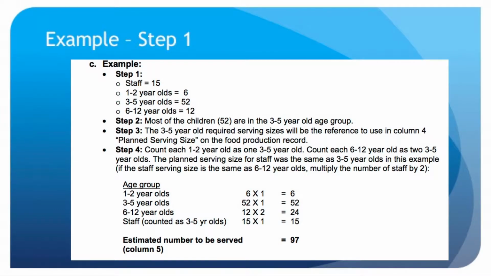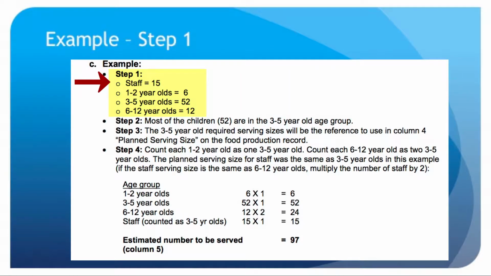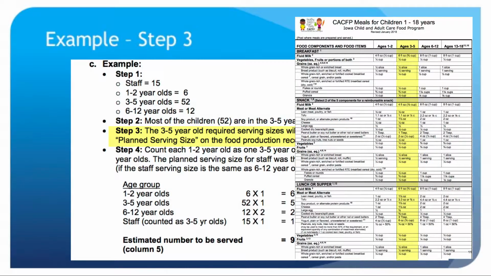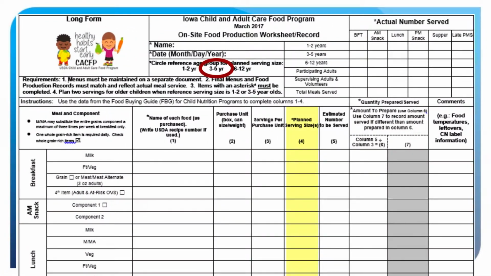Let's do an example. Step 1 is to determine the number of children in each age group. There are 15 staff, 6 1 to 2-year-olds, 52 3 to 5-year-olds, and 12 6 to 12-year-olds. Step 2 is to determine which age group has the most children. Most of the children, 52, are in the 3 to 5-year-old age group. Step 3 is to use the serving sizes listed on the meal pattern for 3 to 5-year-olds as the planned serving size to record in column 4 of the food production record.